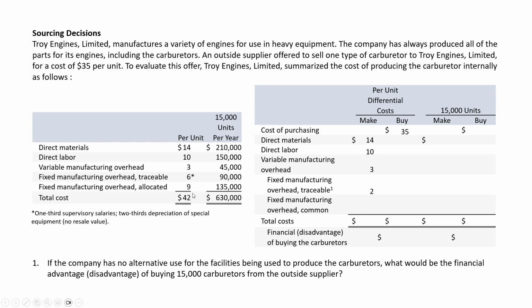The other 2/3 for the special equipment, or $4, is irrelevant because it's going to exist whether I make or buy it in this situation. Fixed manufacturing overhead common: I'm not going to list anything. A common fixed expense, given no other information, is there to support the company overall, and even if I take away the carburetor, it would still exist no matter if I make or buy.